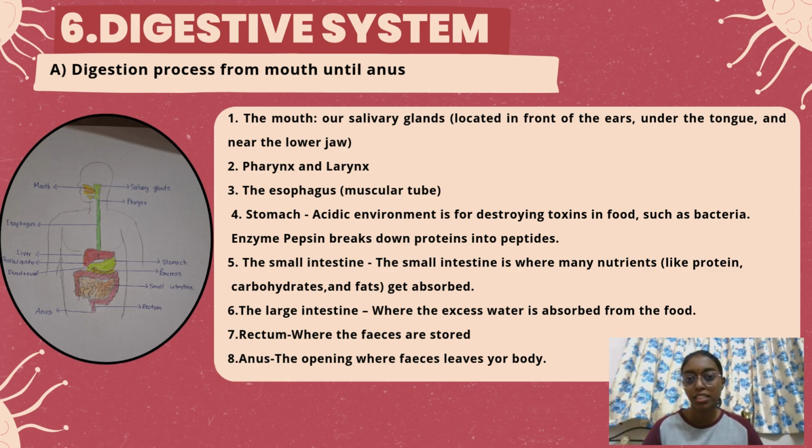Question 6. Digestive system. A. Digestion process from mouth until anus. The mouth. Salivary glands located in front of the ears, under the tongue, and near the lower jaw.